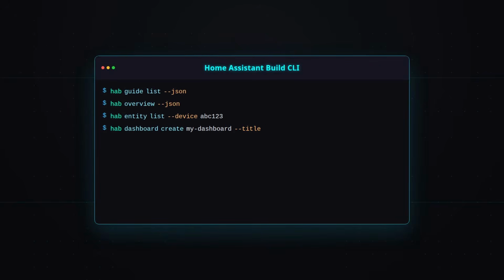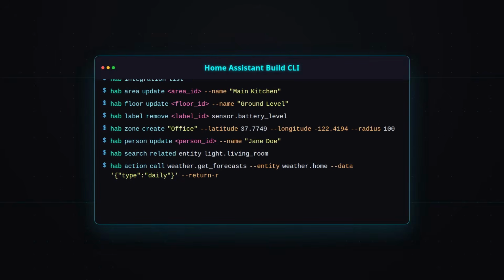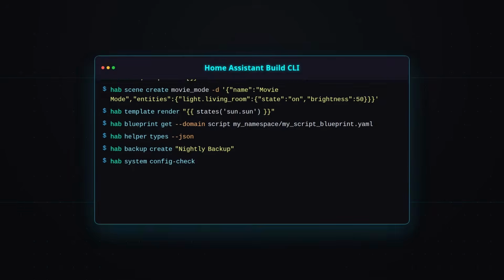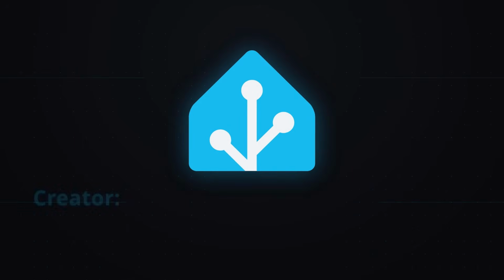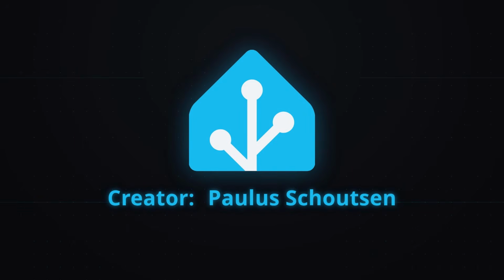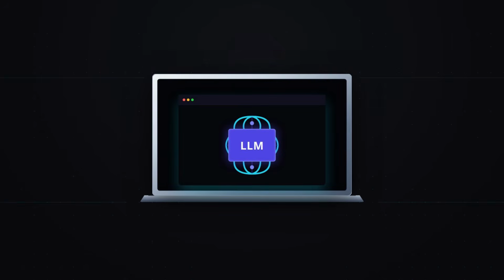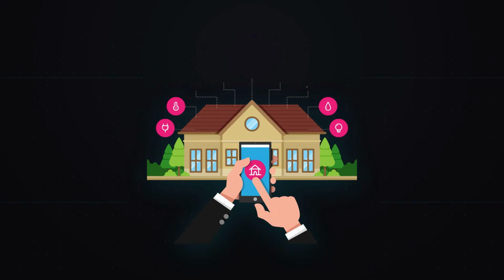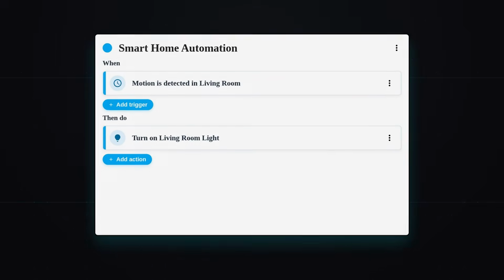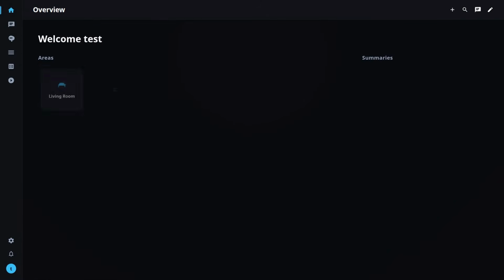In this video, we're exploring Home Assistant Build CLI, a command line interface built by the creator of Home Assistant himself, Paulus Schoutsen. While anyone can use it directly, Home Assistant Build CLI was designed from the ground up for LLMs and AI agents. This allows AI to talk directly to your system and automatically manage everything in your smart home, from writing automations and designing dashboards to complete system maintenance.